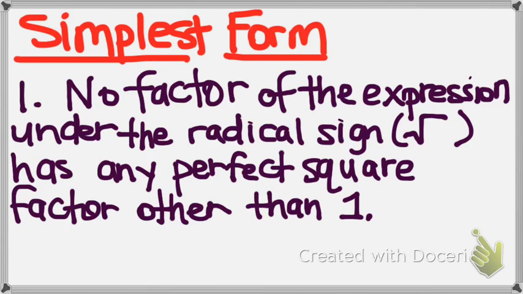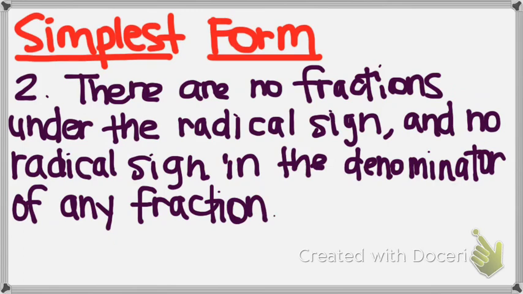You can use the product property of square roots to simplify radical expressions. What we need to know about radical expressions is that they need to be in simplest form. For a radical expression to be in simplest form, there can be no factor of the expression under the radical sign that has any perfect square factor other than 1. And there are no fractions under the radical sign, and no radical sign in the denominator of any fraction.